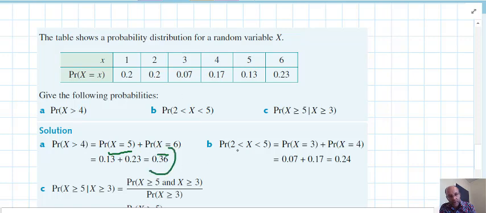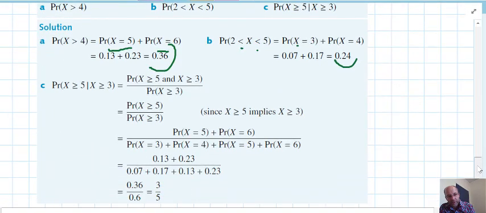This one here, like one of the previous ones, but it's not inclusive. Okay, that does not include 2 and 5, so it's only 3 and 4 added together. We get an associated probability of 0.24. This one here needs a bit more focus.